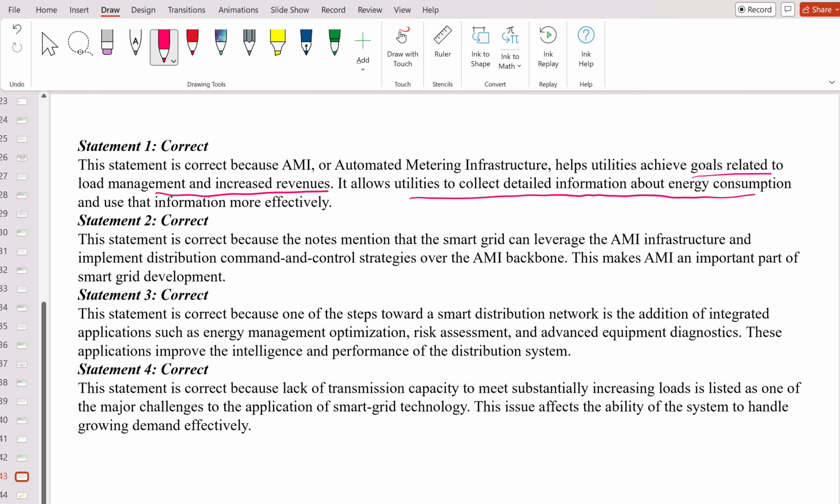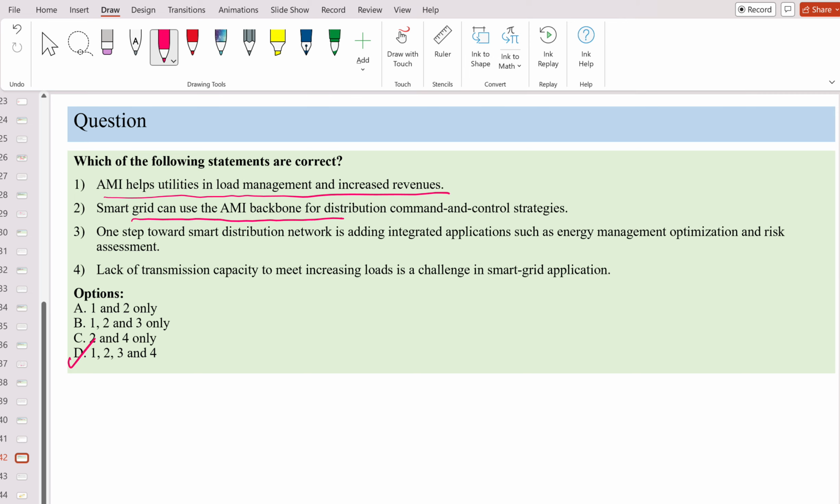It utilizes the collected detailed information about the energy consumption and uses the information more effectively. Suppose you have multiple houses, you just know the pattern of all the aggregated houses and dispatch the power according to that. Based on that, you can also increase the reliability and the demand supply operation time. The second statement says the smart grid can use the AMI backbone for distribution command. That is also correct because you need a distribution command and control strategy so that you can operate smartly.